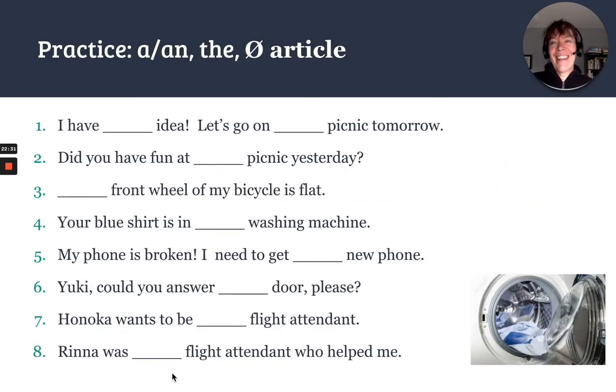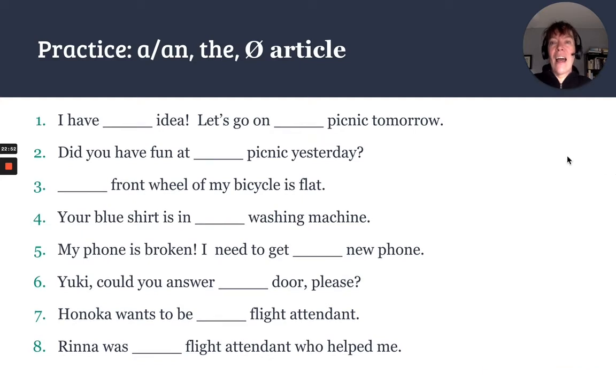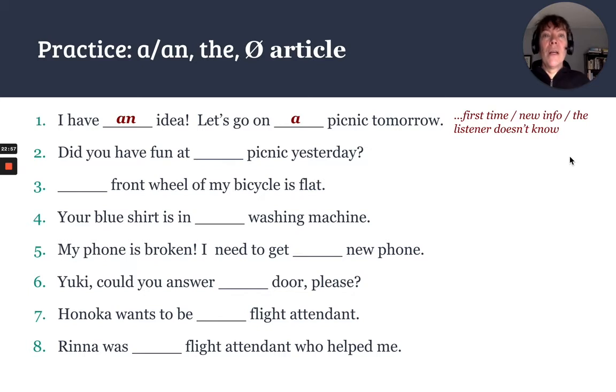Great. Let's practice again. This time, use a and the or no article. Good luck. Let's check your answers. I have an idea. Let's go on a picnic tomorrow. This is the first time. It's new information the listener doesn't know. Now the second one here, did you have fun at the picnic yesterday? The picnic yesterday means we're thinking of that one specific one.